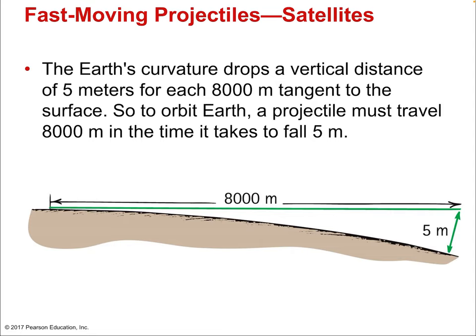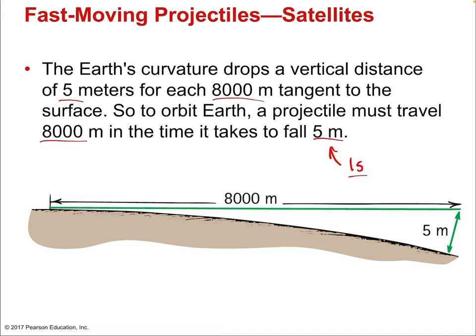The curvature works out so that Earth's curvature drops a vertical distance of 5 meters for every 8,000 meters of tangent surface. So to orbit Earth, a projectile must travel 8,000 meters in the time it takes to fall 5 meters. And how long does it take to fall 5 meters? One second. We learned that in chapter one on motion, so please review that chapter to remember the rule. That's with our Earth's gravity, which is where we live. So you have to be traveling at 8,000 meters per second.